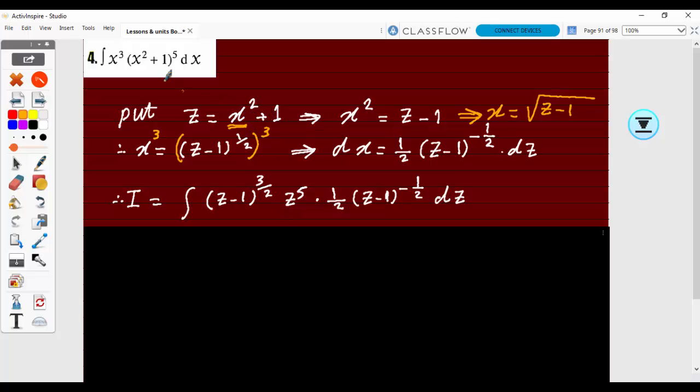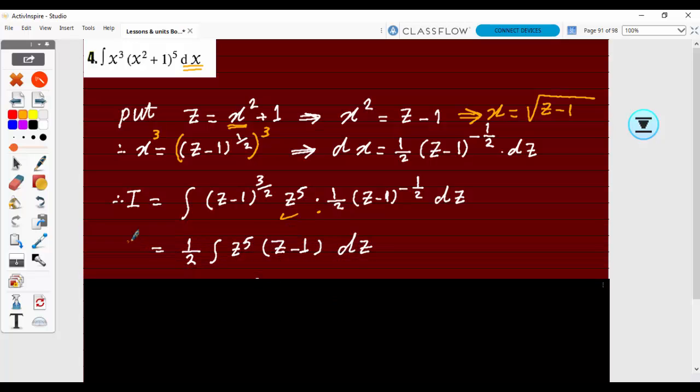As x squared plus 1 equals z, so (x squared plus 1) power 5 equals z power 5 here, dot dx, and dx equals half multiplied by (z minus 1) power negative half dz. I write it here. Okay, and we simplify. I equals half integration of z power 5, (z minus 1) all power 3 over 2 multiplied by (z minus 1) multiplied by negative half.